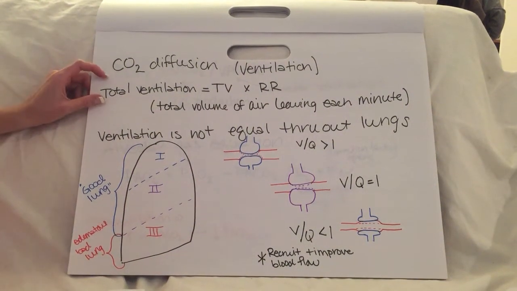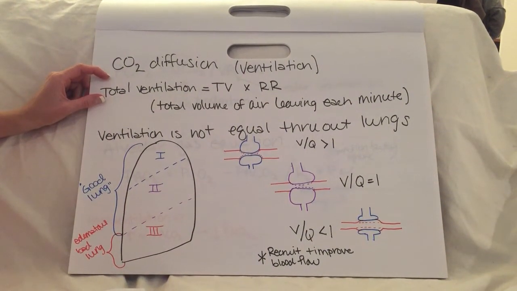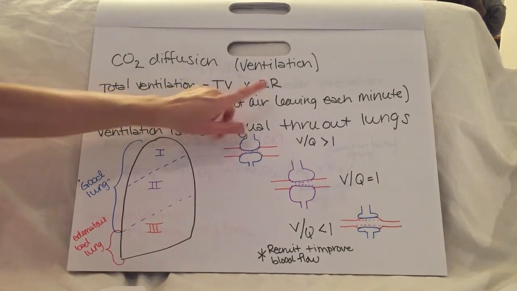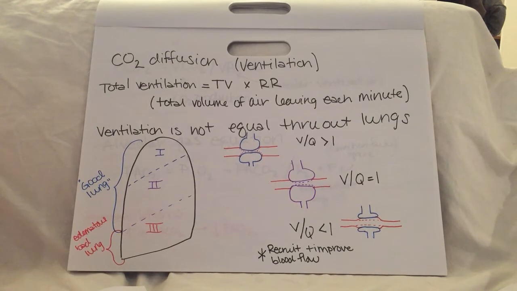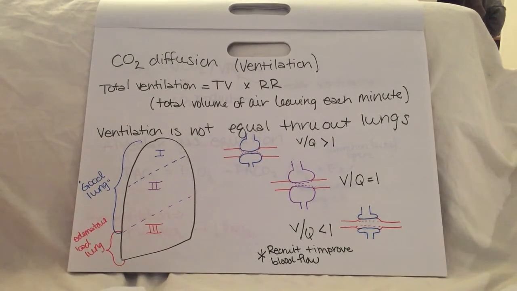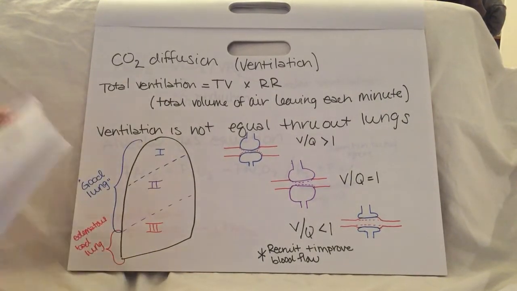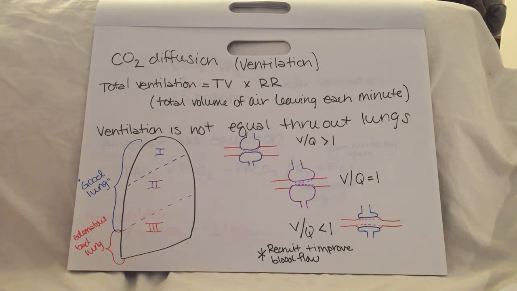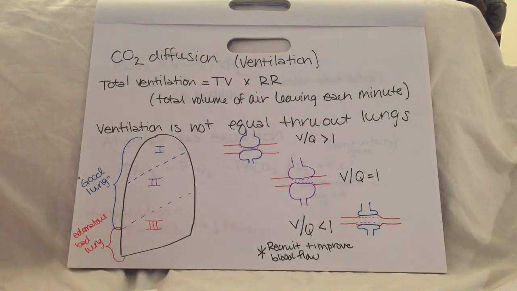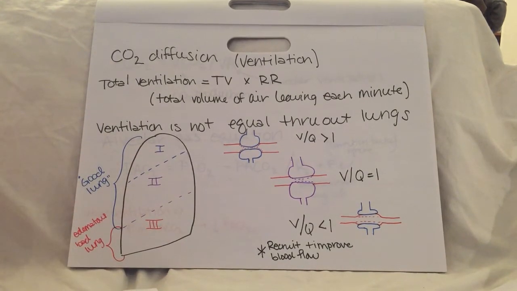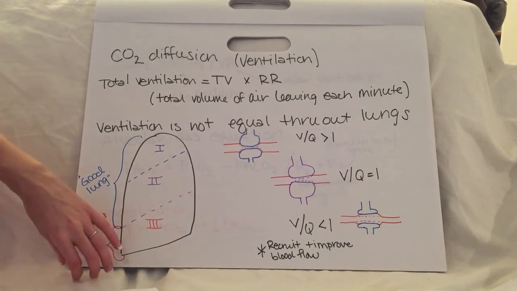So our equation for determining total ventilation is the tidal volume that we breathe times our respiratory rate. And as we discussed, not all regions of the lung are going to ventilate equally. The lower regions of the lung ventilate better than the upper zones. These lung zones, as we discussed, can be manipulated in critically ill patients to improve our ventilation.